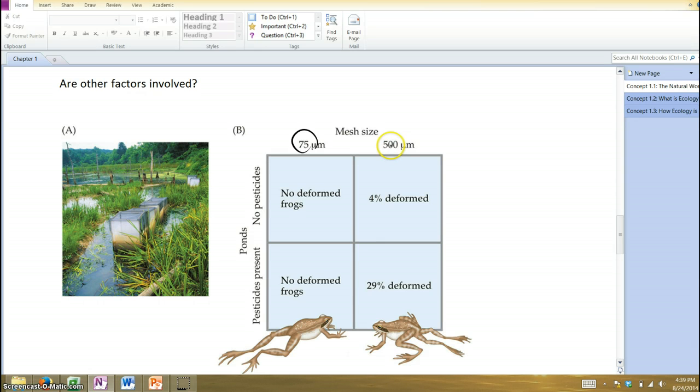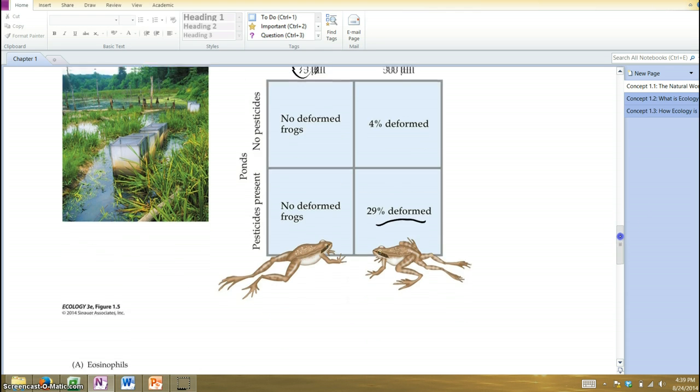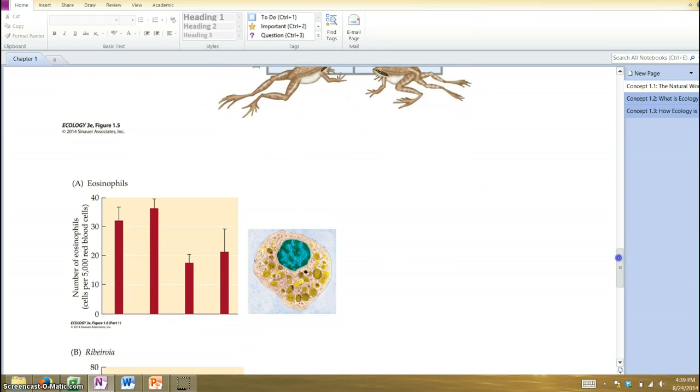But when we have the larger mesh size, the size that lets the parasite through, we can see in the absence of pesticides, we get some, but not many of the frogs with deformities. But now when we have parasite present and pesticide present, you can see that the percent of deformities goes up significantly. These deformities often involve having extra legs. So it looks like not only having the parasite present, but having the pesticide present also causes problems and makes things worse. Well, why is that?